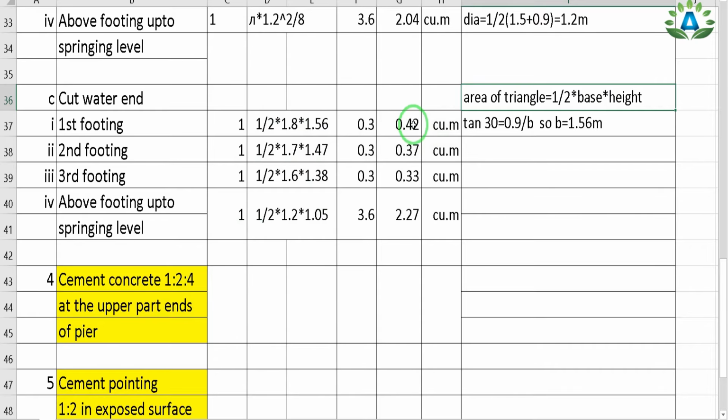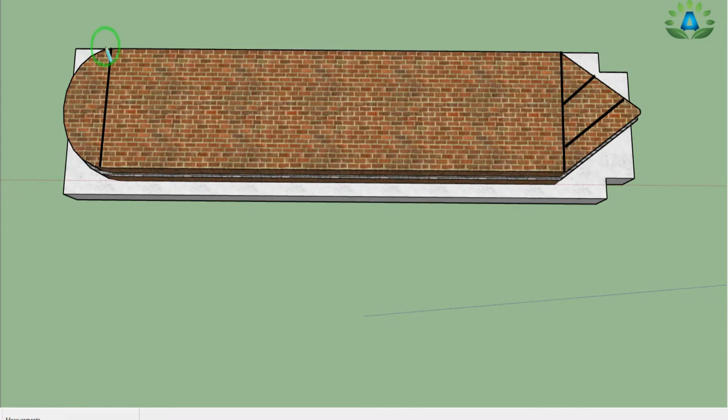Because we know that the volume equals area into height. And now we are going to calculate this second footing, and here also we can use the same formula, that is area of the triangle equals 1 by 2 into base into height. That means we have already calculated the brickwork in these two portions, and now we are going to do this small portion for the second footing. So for this we have to calculate the total area of the triangle. The area of the triangle equals 1 by 2 into base, this portion, and the height is this portion, but we don't have this height, and we are going to calculate it.